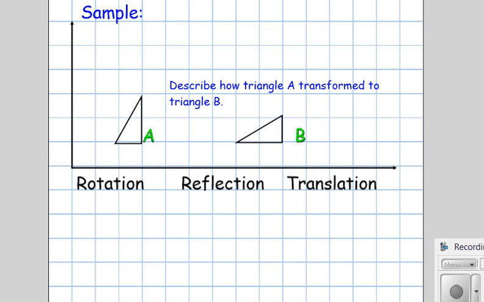So here's your sample problem. Really what I would challenge you to do here is think about, are there different ways to do this? Are there different ways to get A to B? Can you think about using reflection? Can you think about rotation? Can you find more than one way that A moves to B? And that's what I have for you today as you think about this.